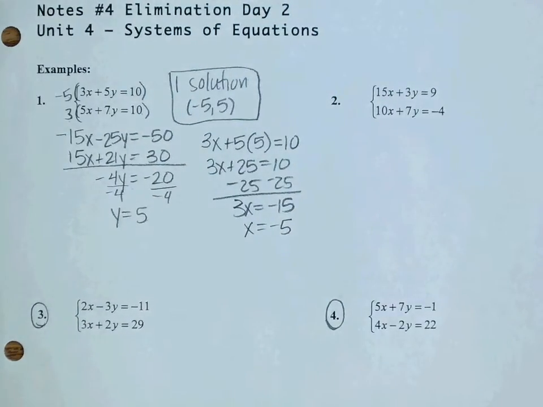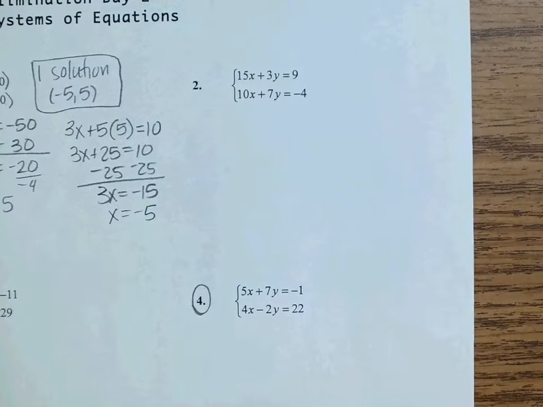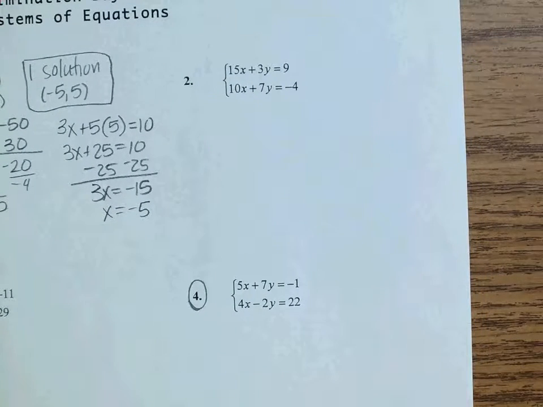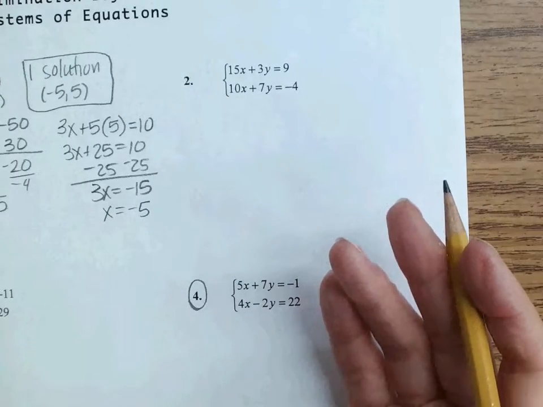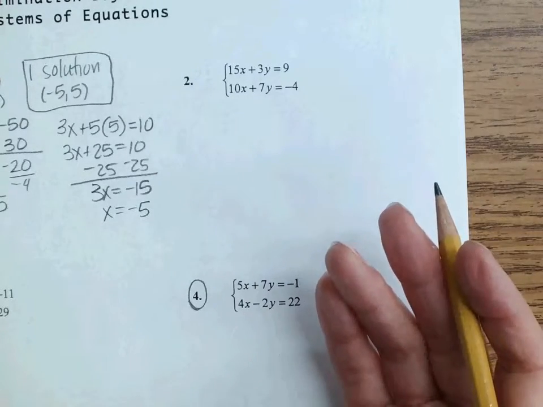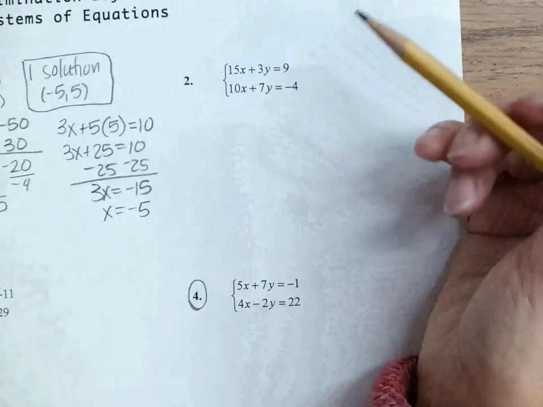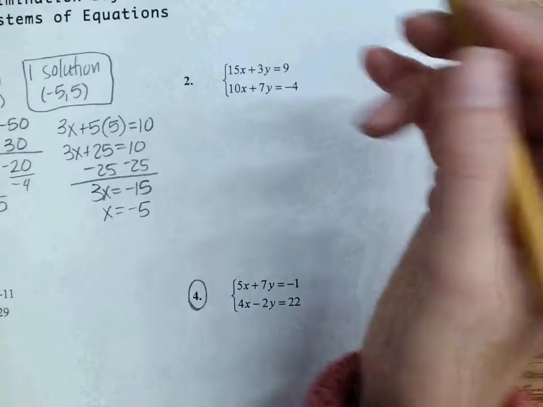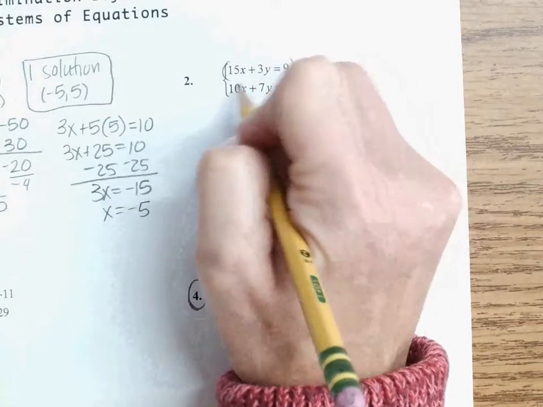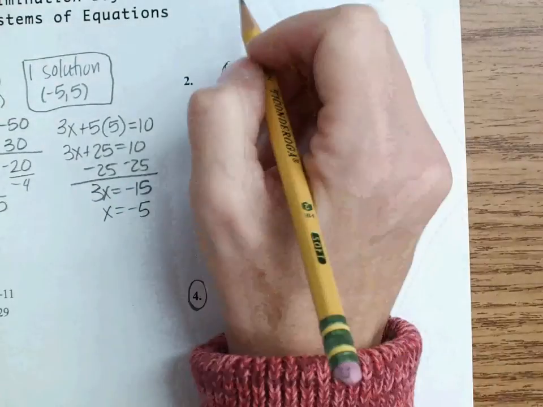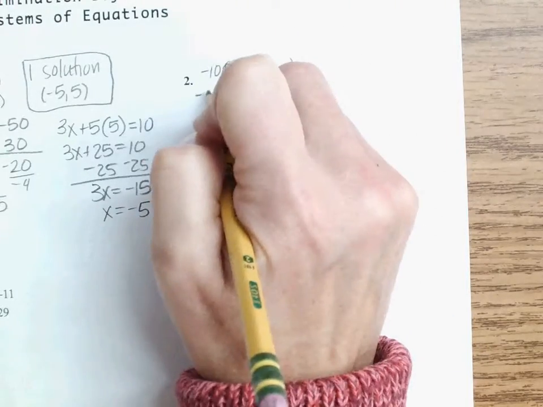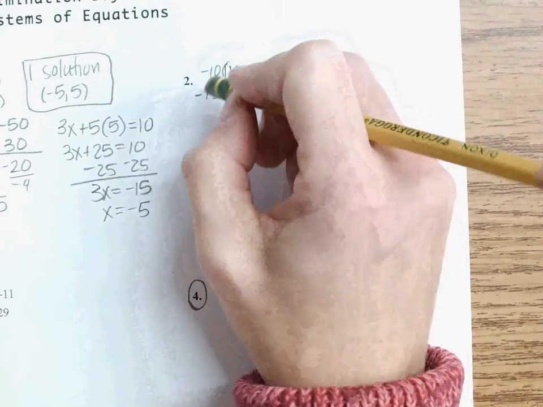Okay, let's try this again for number 2. For number 2, again, we need to create opposites. 15, 10, 7, and 3. It doesn't matter which variable terms you want to work with, because we're going to have to multiply both equations by something. I'm going to work with x's again, just because. And so we'll multiply the top one by negative 10, the bottom one by positive 15. I did not mean to put the negative in there.